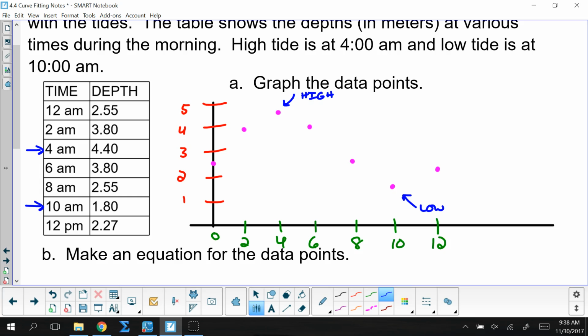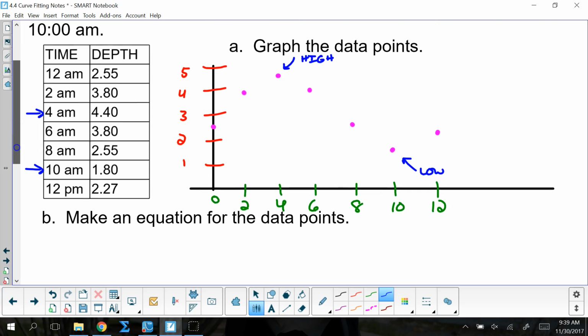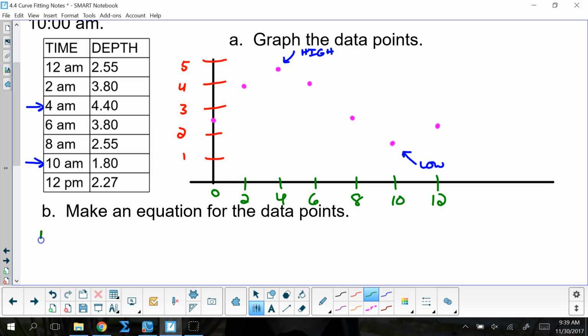4.4 plus 1.8 divided by 2. 3.1. Okay, so that tells me that my middle is 3.1, which means my amplitude is what? 1.3.